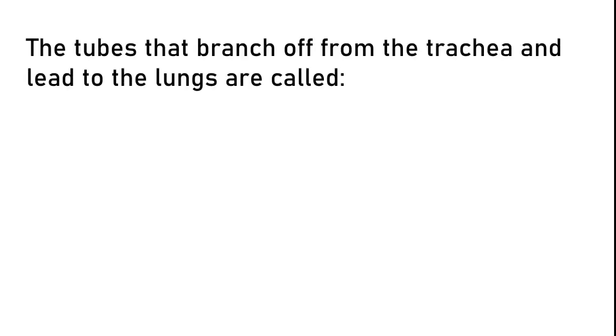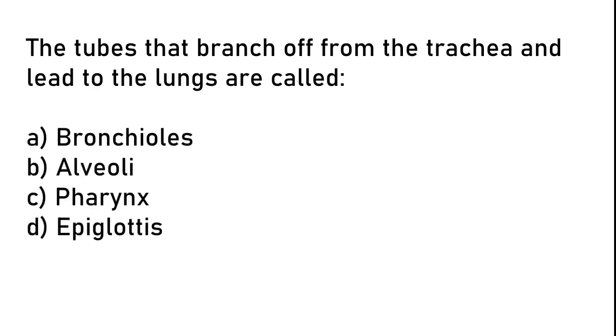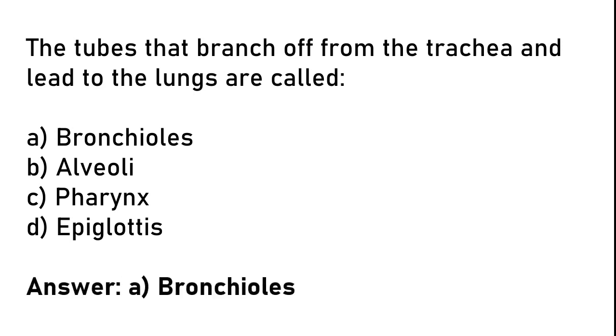The tubes that branch off from the trachea and lead to the lungs are called bronchioles, alveoli, pharynx, epiglottis. So the correct answer is option A. The tubes that branch off from the trachea and lead to the lungs are called bronchioles.